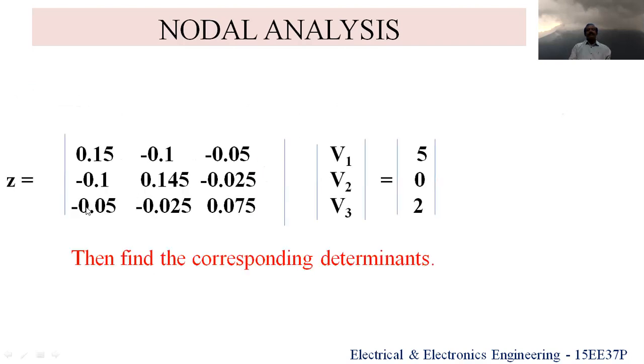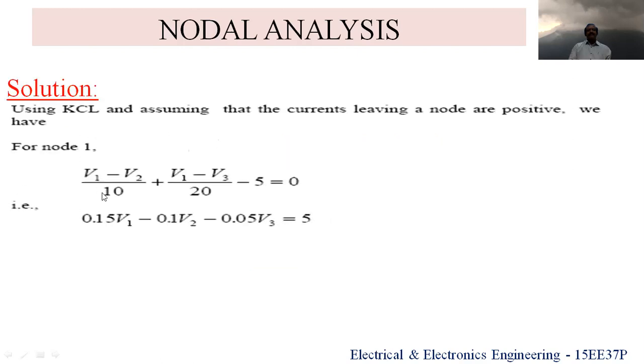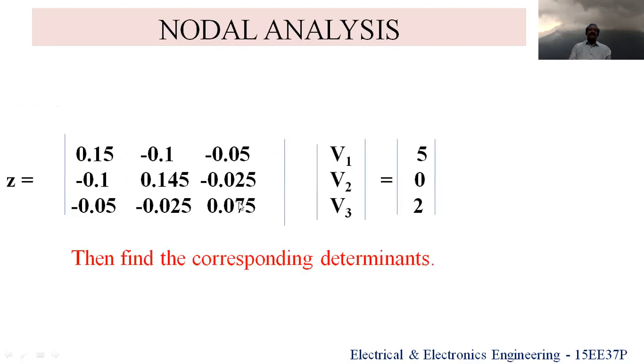Now the equation is written in matrix form. The first equation is 0.15 V1 minus 0.1 V2 minus 0.05 V3 is equal to 5. So that is written here: 0.15, minus 0.1, minus 0.05, is equal to V1, and the current is 5. Similarly, equation 2 and similarly equation 3. Now you have to find the corresponding determinants.